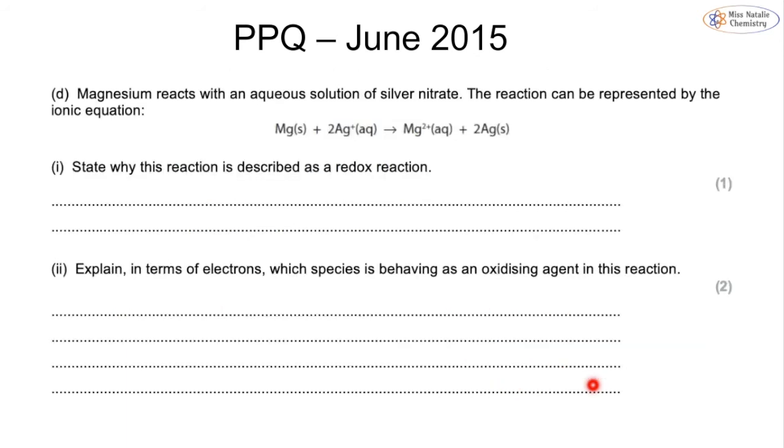Part D, the magnesium reacts with an aqueous solution of silver nitrate, and the reaction can be represented by this ionic equation. Explain why this can be described as a redox reaction, where you can see that the magnesium is going to be losing electrons and the silver is going to be gaining electrons. So we are getting electron loss and electron gain happening. So then we must have a redox.